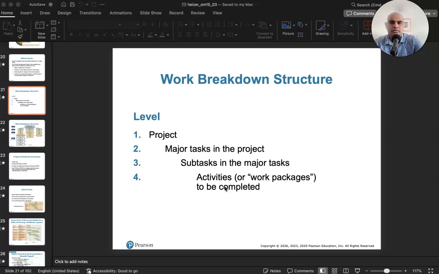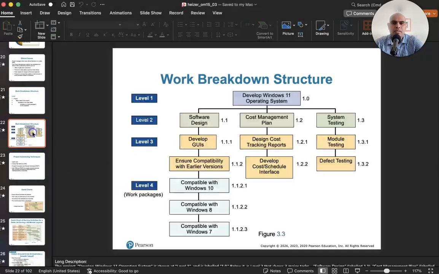So here is a good example, and this is a very common example given with project management, which is software development, right? So if you look at a software development example, let's say that when Microsoft was developing the Windows 11 operating system, that's the main project, develop the Windows 11 operating system. Now this can be divided into 3 major tasks. One is the design of the software, next is the cost management plan, and finally system testing, right?